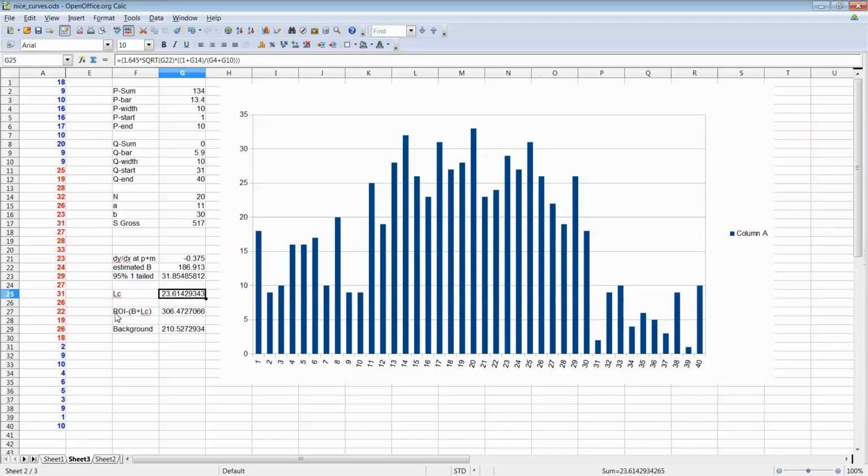And then simply what I said was the region of interest, that's this whole area here, minus the predicted background, 186 point whatever, plus the critical limit, the two of them put together, equals this right here. So my assumption is that there are 306.47 counts within this area that are not part of the background, that are the detected peak. Okay, that's what I've come up with. So I believe that I have 306 detections.